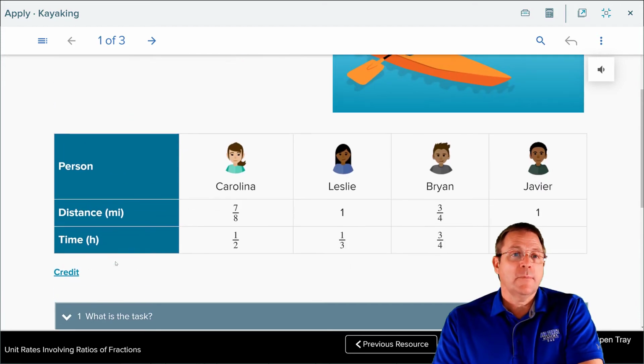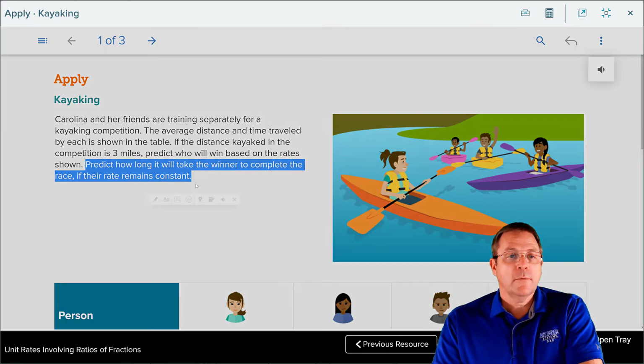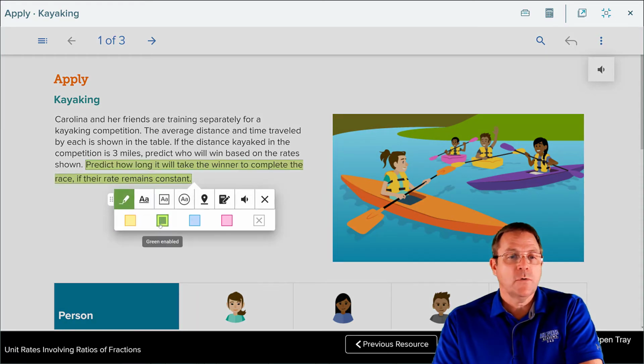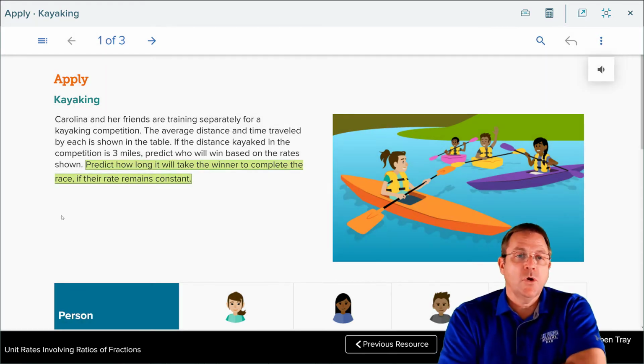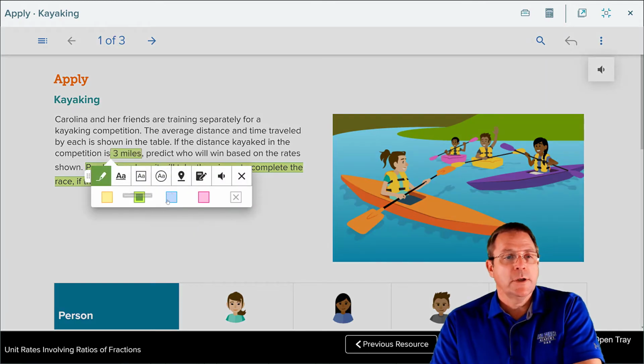And the third time, what are you wondering about? Now, I want to highlight a couple of things in here. Right there, that's the goal, that's the question we want to be able to answer: to predict who is going to win. We also need to note that we're basing this on a 3-mile competition.